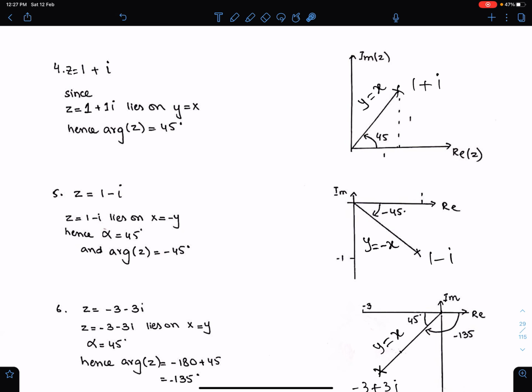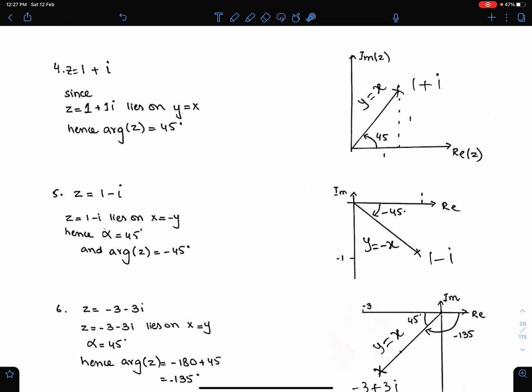Since the numerical values of real and imaginary parts are same, the equation of this line should be y is equal to x. So its argument should be 45. The argument of this complex number should be 45 in degrees.